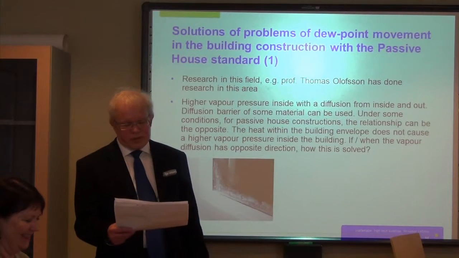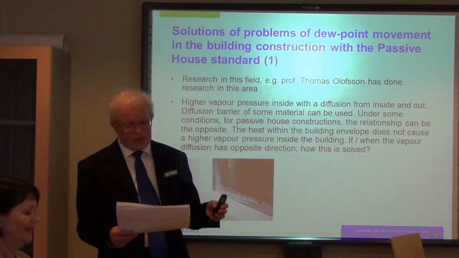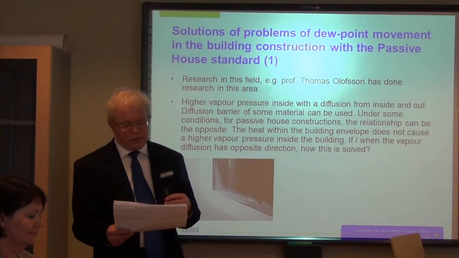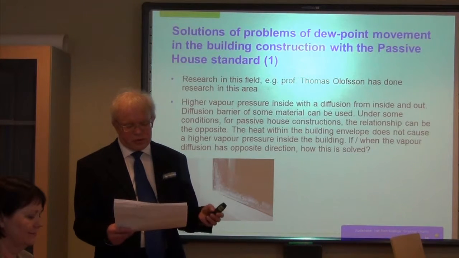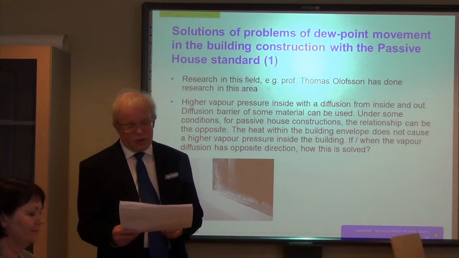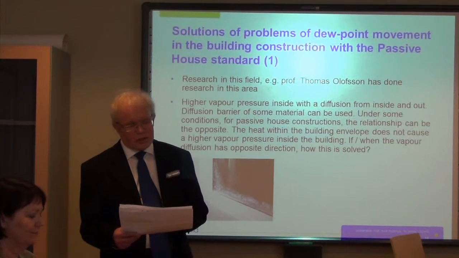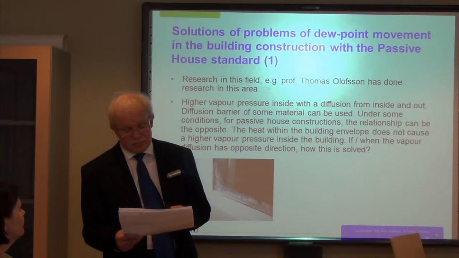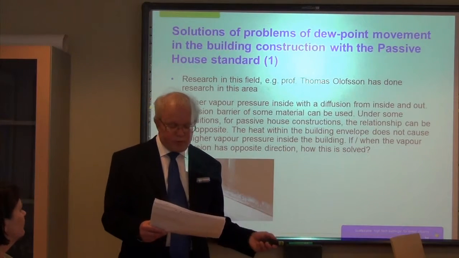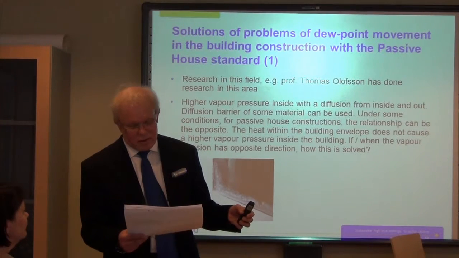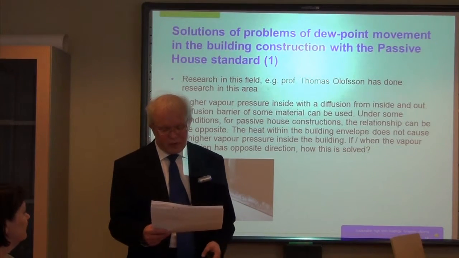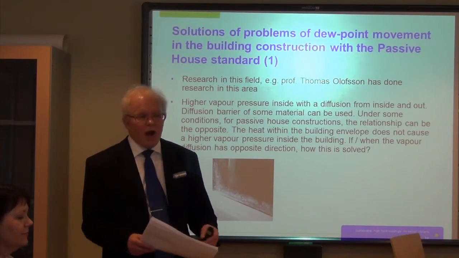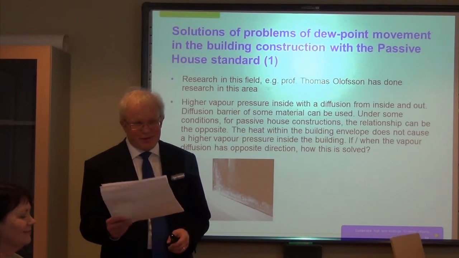Normally, there is a higher vapor pressure inside, with the diffusion from inside and out. A diffusion barrier of some material can be used. Under some conditions, for passive house construction, the relationship can be opposite. The heat within the building envelope does not cause a higher vapor pressure inside the building, when the vapor diffusion has the opposite direction. How is this solved? That we will know.